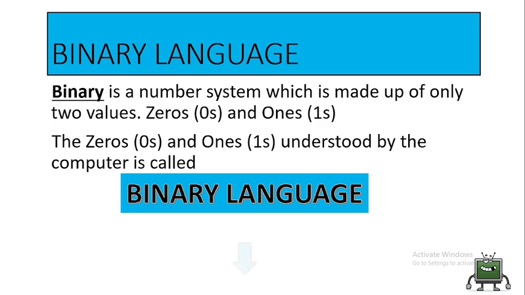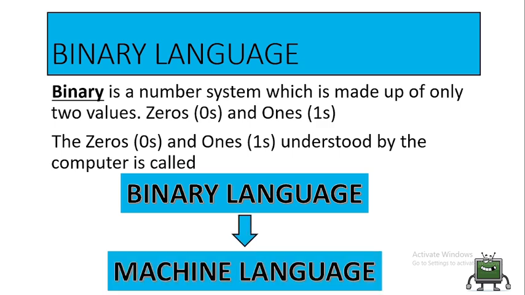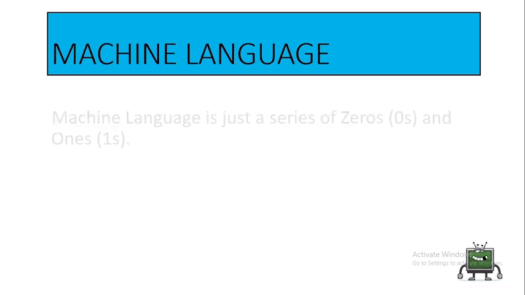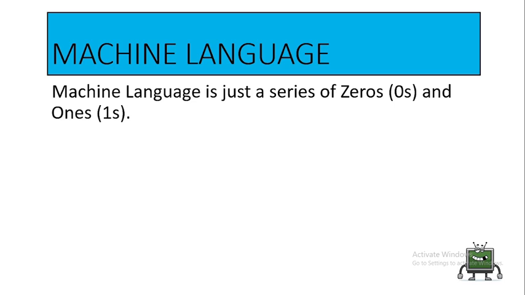Binary language is also the same as machine language. So machine language is also zeros and ones. Machine language is the language that is actually understood by the computer system. So moving forward, we said that machine language is just a series of zeros and ones, that is, zeros and ones that are actually combined.